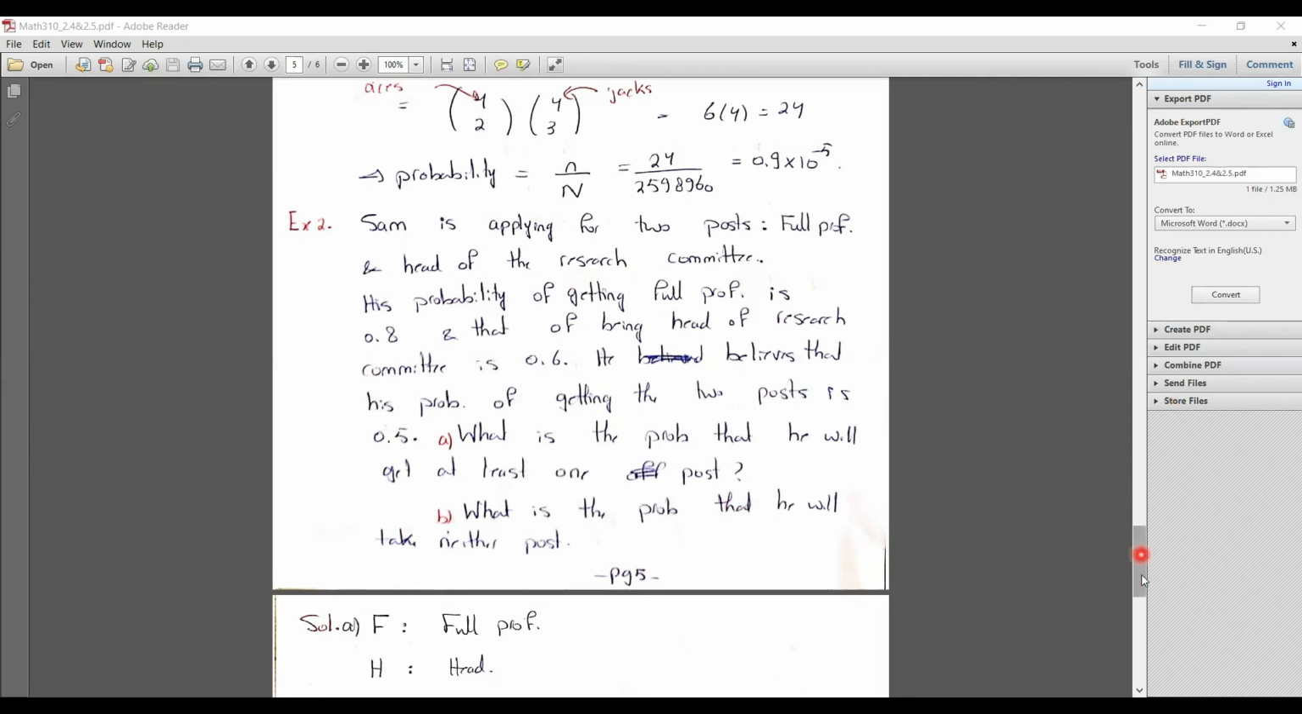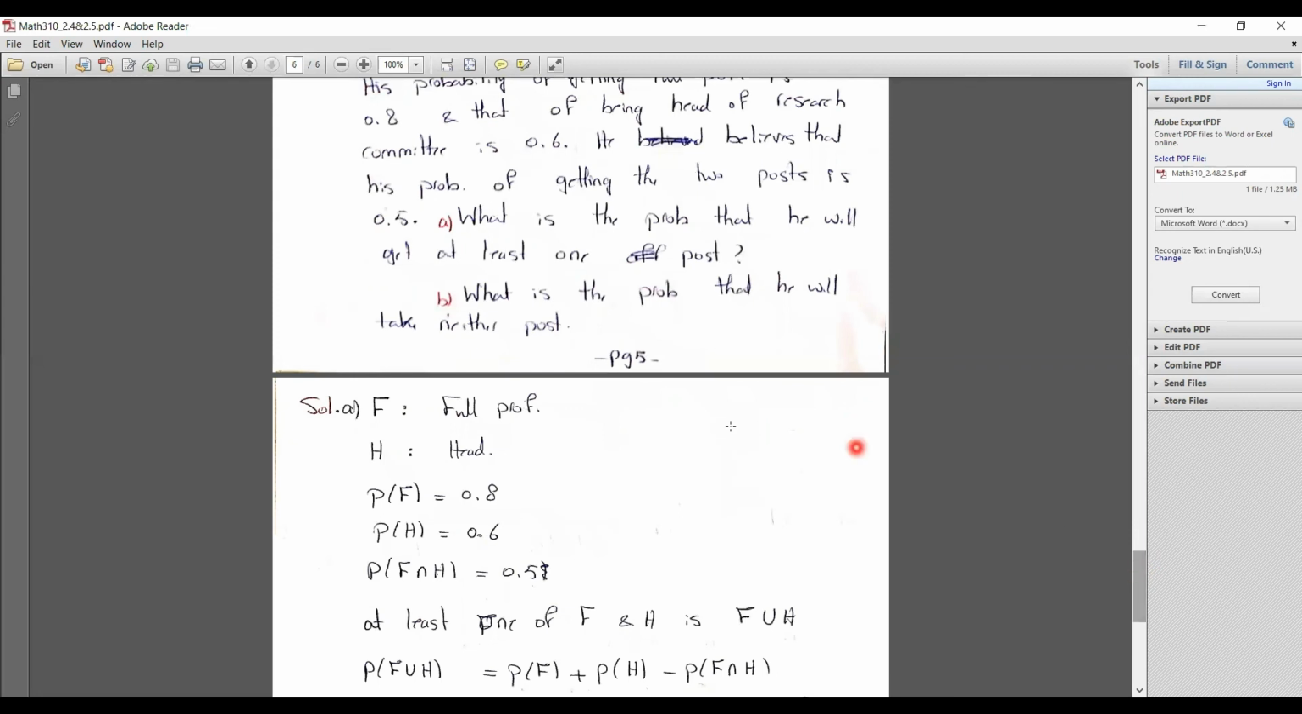Now we are asked, what is the probability that he will get at least one of the posts? When we say at least, it means union. So what do we need here exactly? We need H union F. Then we are asking, what's the probability that he will take neither post? Neither post means that he will not take the post of full professor and he will not take the post of head of the committee.